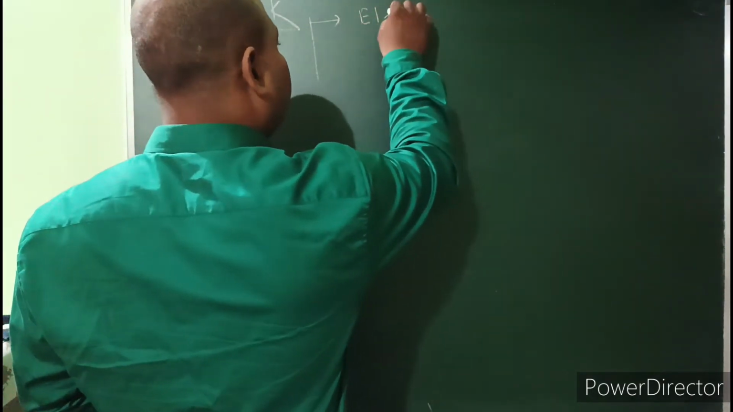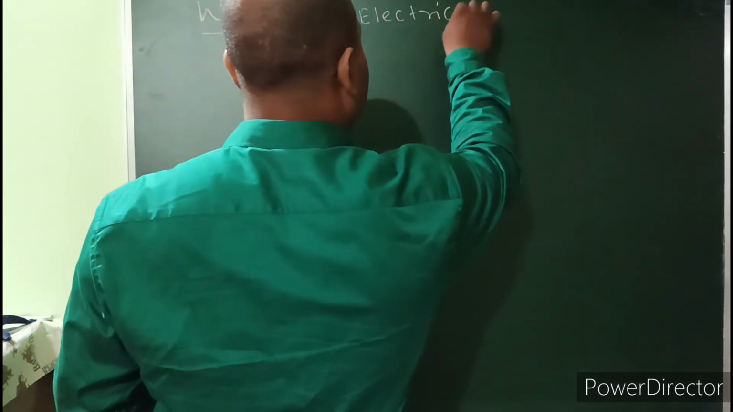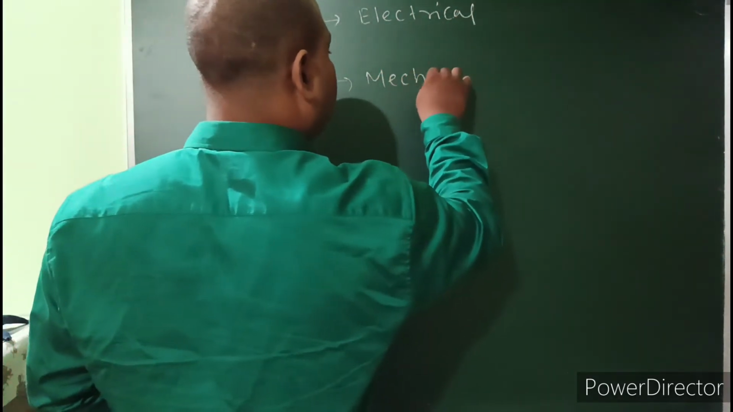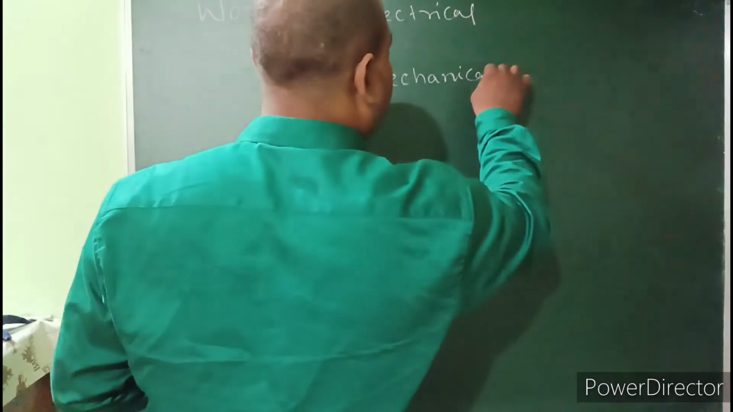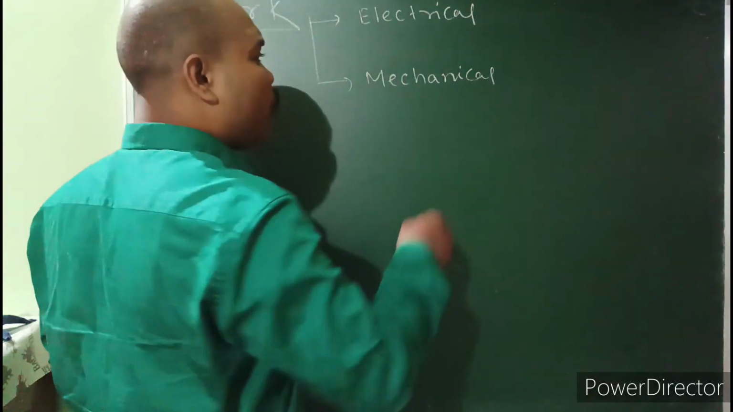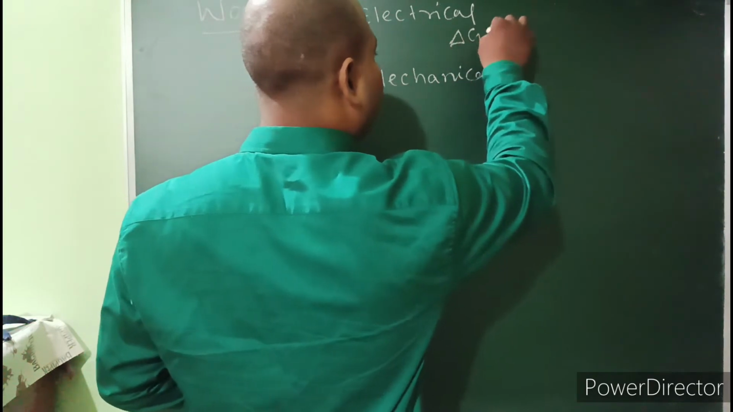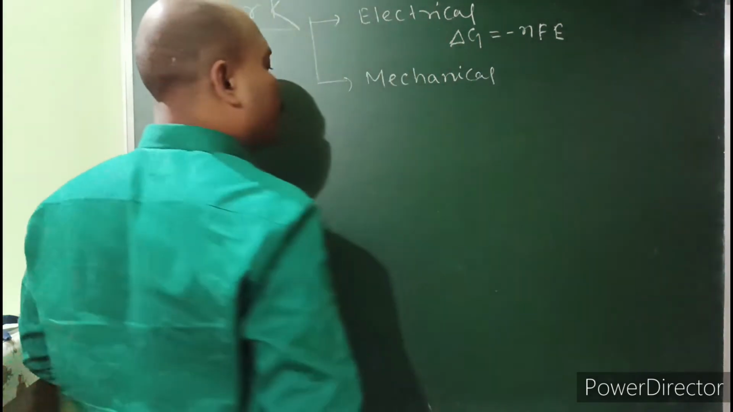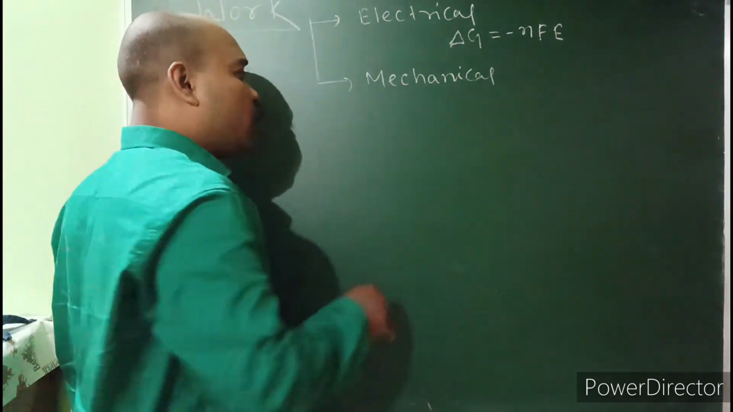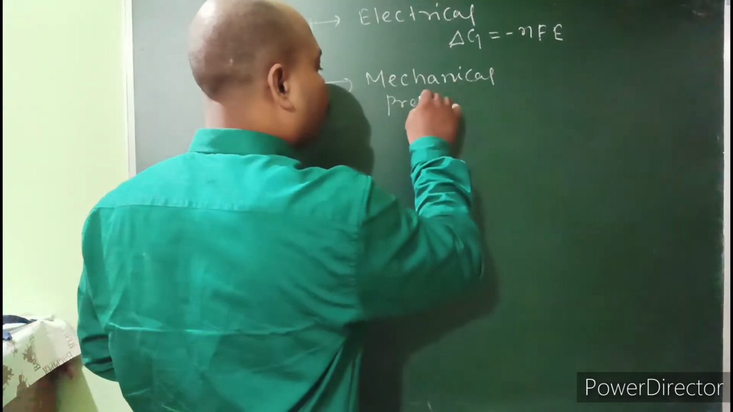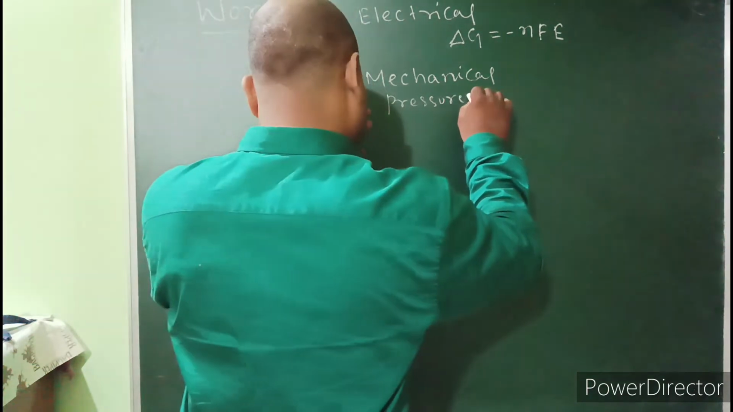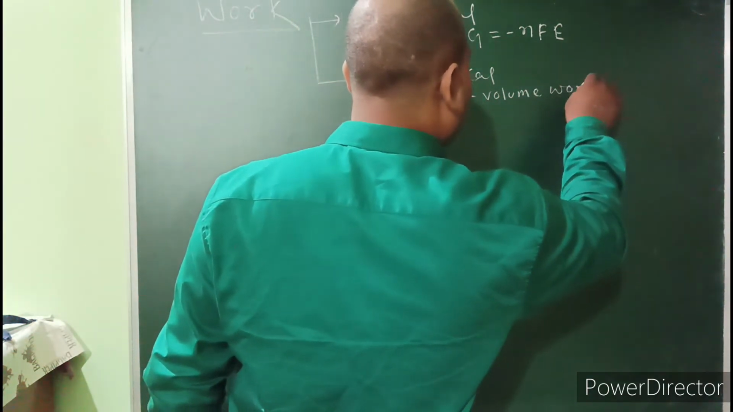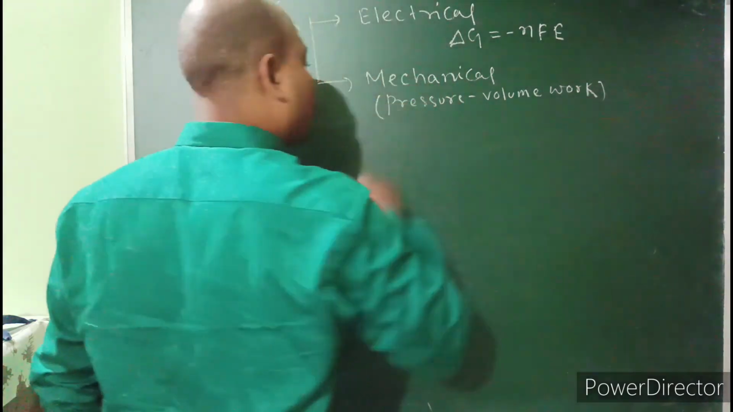electrical work and mechanical work. Electrical work formula is del G equals to minus nFE, while mechanical work is also known as pressure volume work.